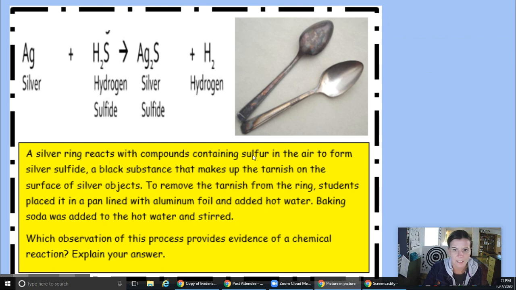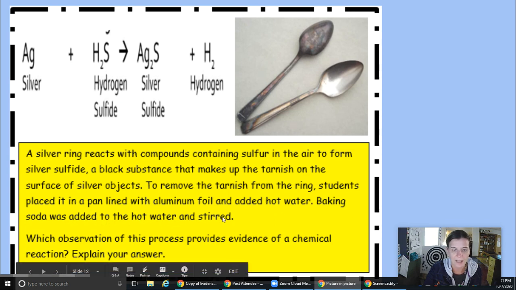A silver ring reacts with compounds containing sulfur in the air to form silver sulfide, a black substance that makes up the tarnish on the surface of silver objects. To remove the tarnish from the ring, students placed it in a pan lined with aluminum foil and added hot water. Baking soda was added to the hot water and stirred. Which observation of this process provides evidence of a chemical reaction?